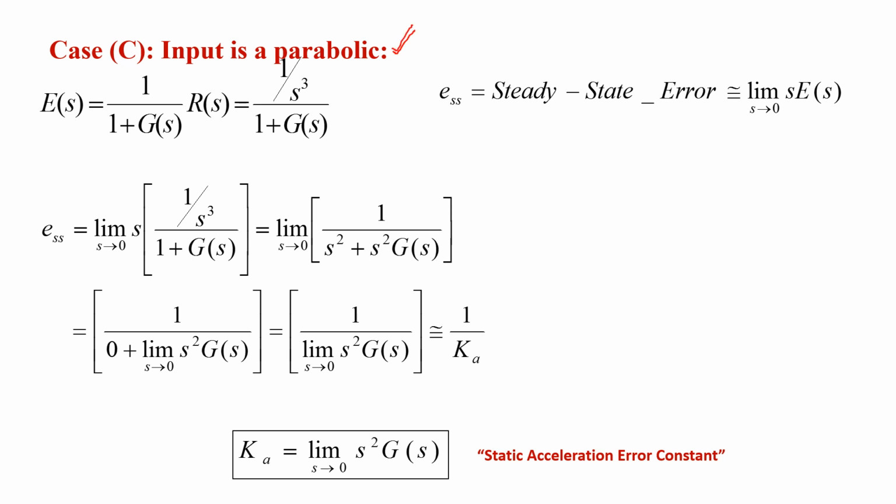If the input is parabolic, we have to find the steady state error. For finding steady state error, first go for E of s. E of s is equal to R of s by 1 plus G of s. Here R of s is the Laplace transform of the input.